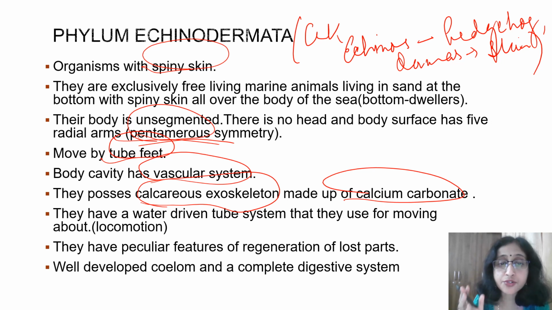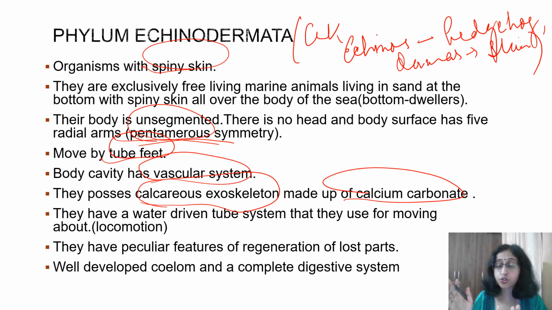They have a water driven tube system that they use for moving about in locomotion. So the tube system which they are having in their body, it is mainly water driven tube system which they use because they are staying in water, because they are marine animals. So they need to stay in water only. And they are having peculiar features of regeneration of their lost parts. So once they are losing their parts, they are able to regenerate the lost parts. And they are having a well developed coelom that we have told in the previous slide also, where we were discussing the basis of classification. So they are having a well developed coelom and a complete digestive system.